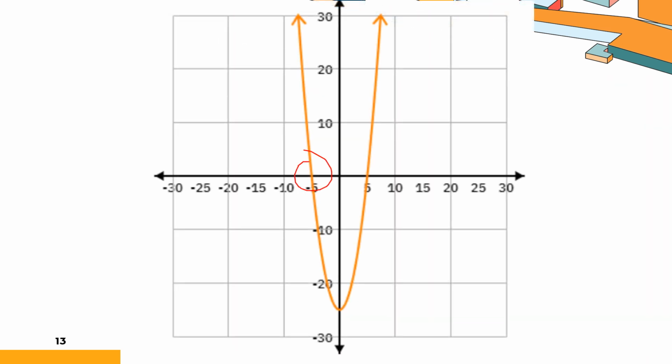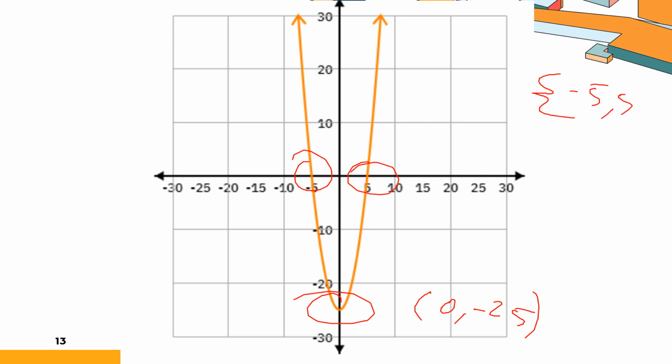Adjust the scales of your graph so you can see the vertex. There's the vertex. It looks like that's, what, (0, -25) for approximating. But your solution, even after you adjust the scale, is still -5, 5. So when given a graph and asked the solution of a quadratic, it's super easy.